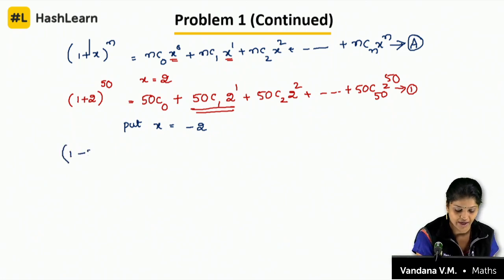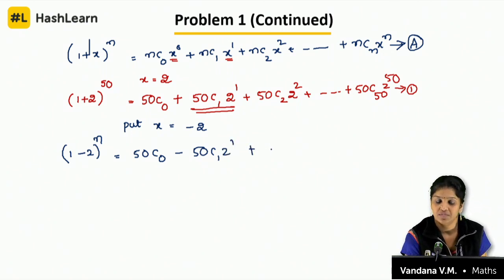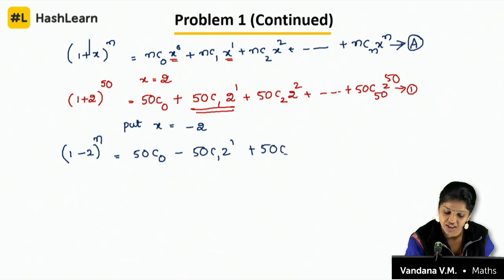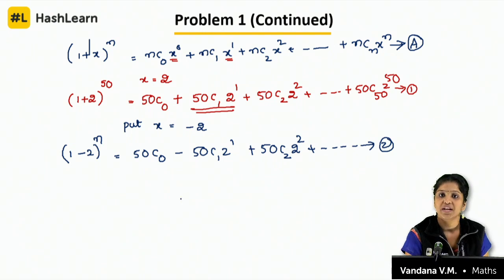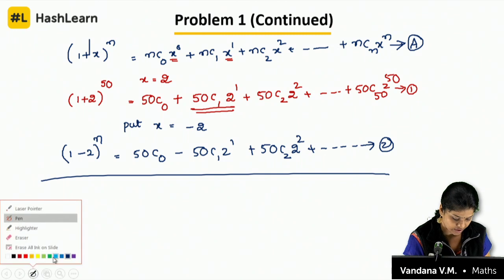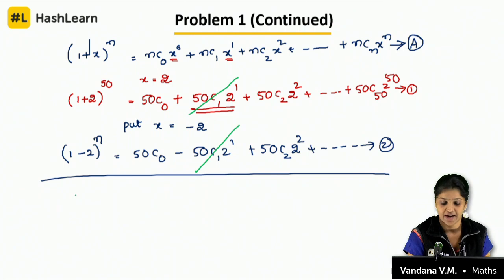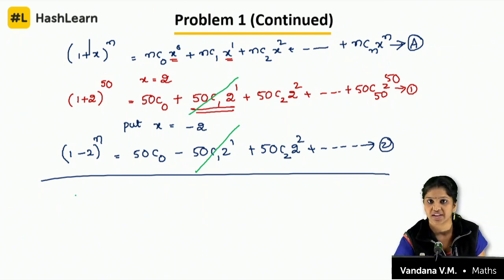Look here, (1 minus 2) whole power n is equal to 50C0 minus 50C1 2 power 1 plus 50C2 2 square and so on, because minus 2 whole power 1 gives minus, and minus 2 whole square gives plus. This is equation number 2. Now you just solve 1 and 2. If I solve 1 and 2, what will I get? Look here, children, this plus and this minus will get cancelled. Like that, all the odd terms will get cancelled.